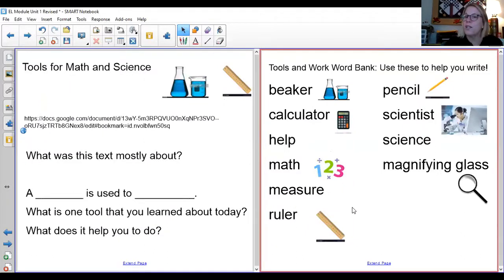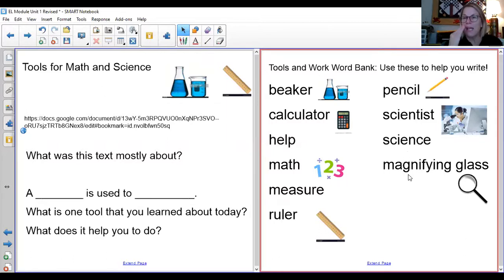Here are some words that you might need to use to help you be successful on your writing today about a math or science tool. I'll read it first and then you'll echo after me. And I've included pictures on some of them as clues to what the word is. This first word is beaker, calculator, help, math, measure, ruler, pencil, scientist, science, magnifying glass.